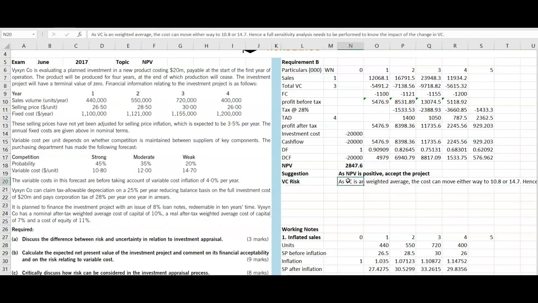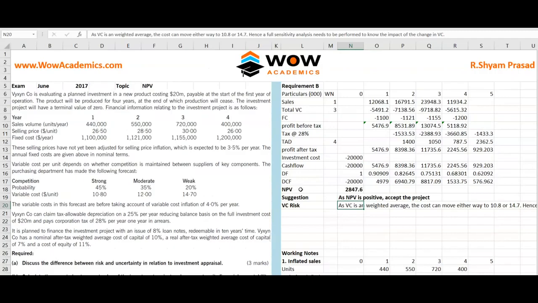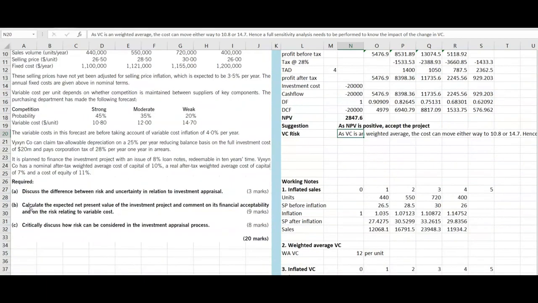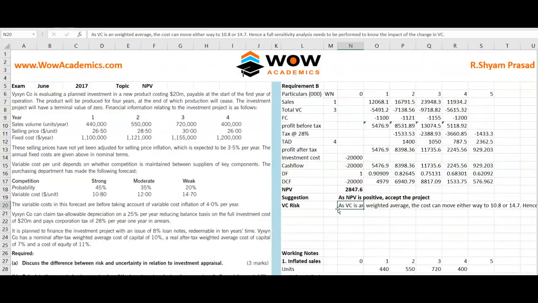So variable cost risk: 12 is a probable number or weighted average number. It can either move to 10.8 or to 14.7. So if it moves either way, it will either help us to make more inflow or a negative inflow also. So we have to work out a sensitivity analysis to find out how it works. As this question is not asking us for a sensitivity analysis here, we don't need to do it. So that is how you can answer it, and that's about this question. Thank you very much.